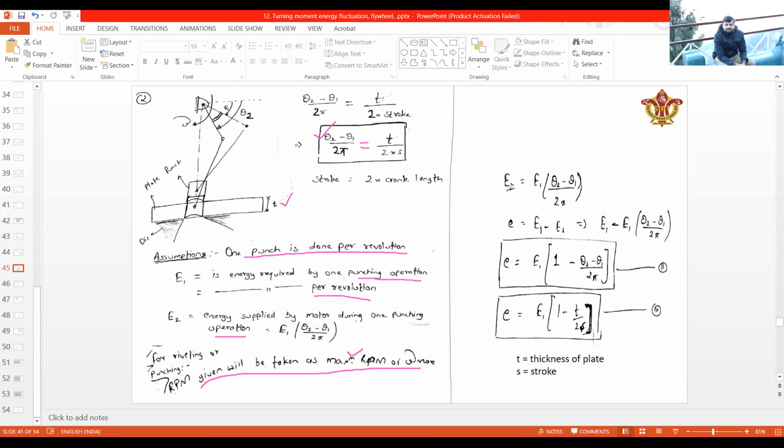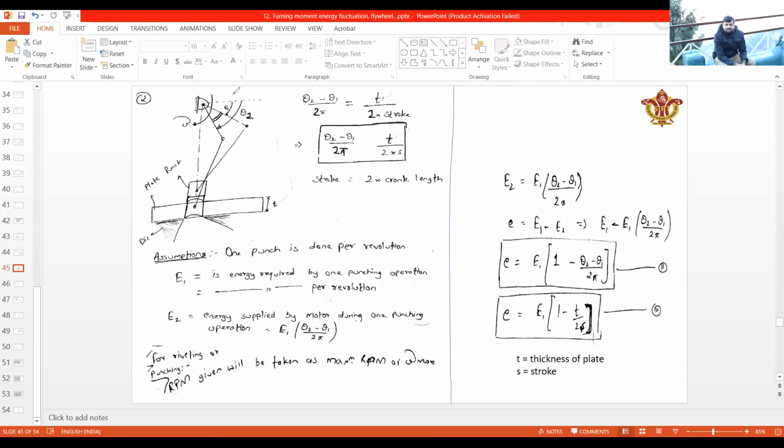Okay. Now since E2 is equal to E1 multiplied by theta 2 minus theta 1 upon 2 pi, and also E is equal to E1 minus E2, the fluctuation of energy, we took E1 common and derived this equation, that is equation number 1. And also since theta 2 minus theta 1 upon 2 pi, that is this angular value, would be equivalent to its linear value, that is t upon 2 multiplied by S, this is also written over here, where T is the thickness of plate and S is the stroke length. So this we discussed in the previous class.